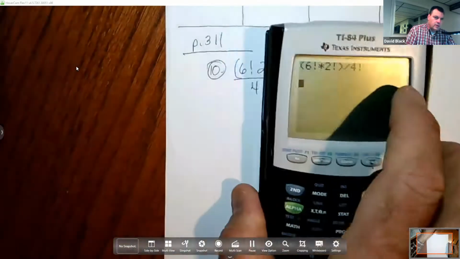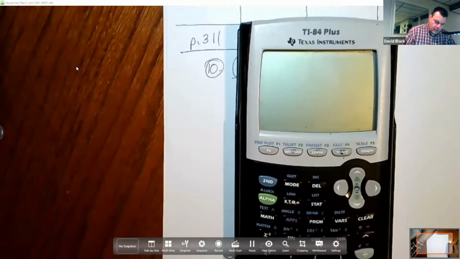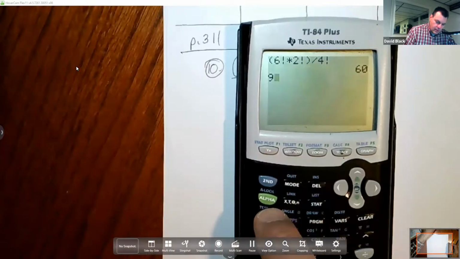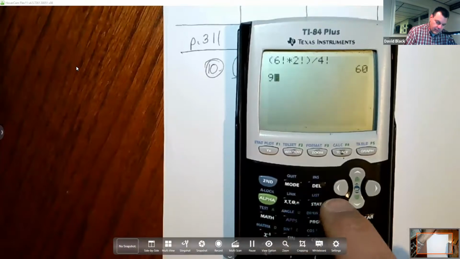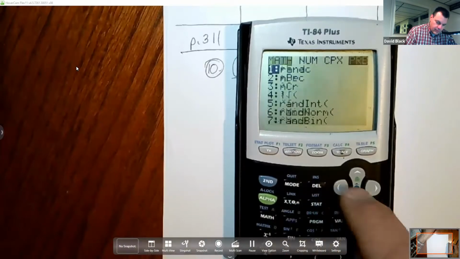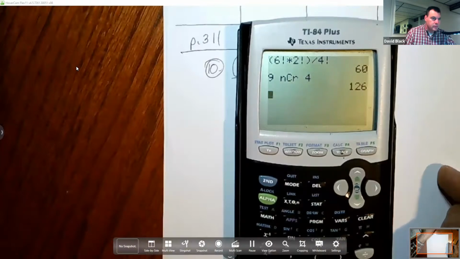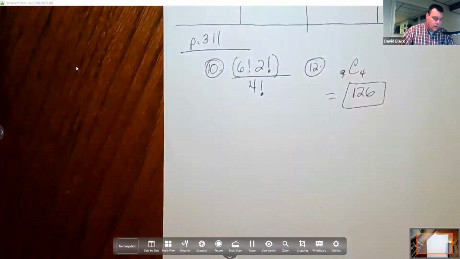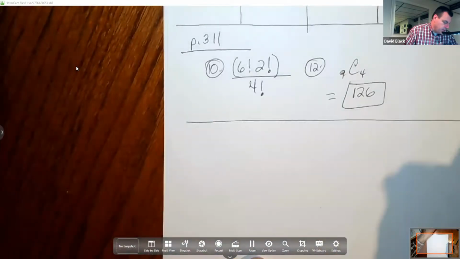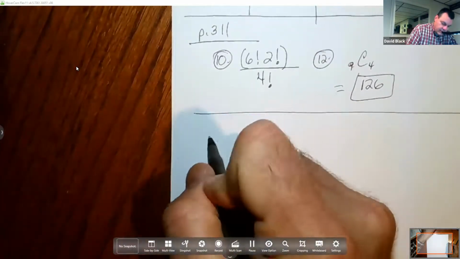Okay, so the key sequence there would have been 9, math, stupid calculator. So it should look like that to get your 126. Pretty straightforward. Let's jump down to a problem like number 17 next.